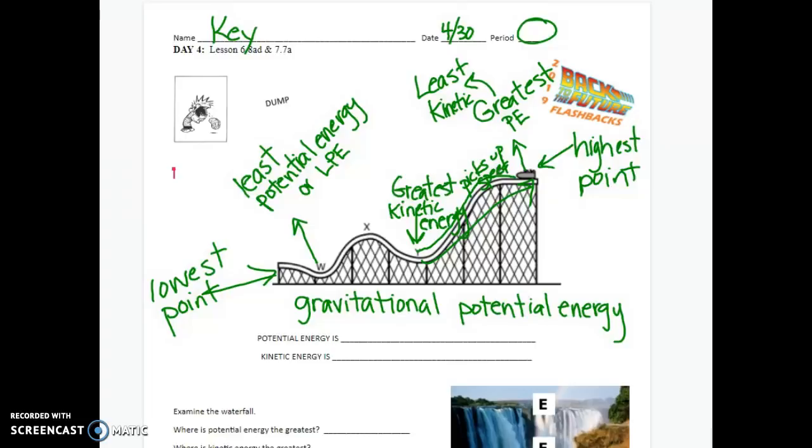Start at the top of the hill with the greatest potential energy. You go down the hill and you start to gain speed, which means you're increasing your kinetic energy and decreasing your gravitational potential energy. Greatest kinetic energy, least potential energy.